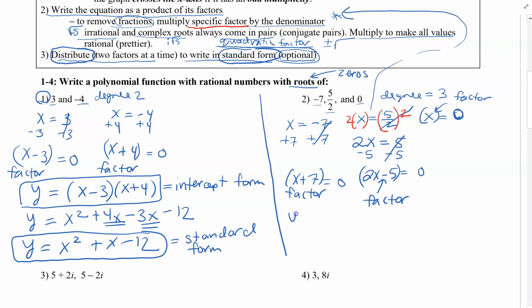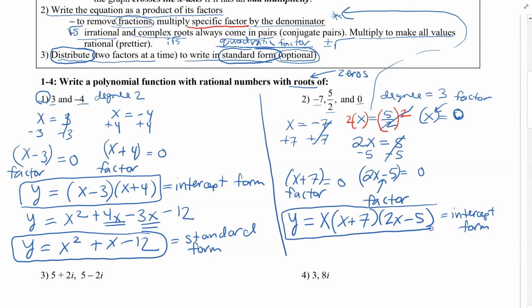And so we're going to go ahead and write our equation as a product of those factors, right? Write the equation as the product of the factors. And it's not wrong or more right to write x first. It just looks better, if you have a single factor like this, just x by itself, to kind of write that in front. So x times x plus 7 times 2x minus 5. So there is our equation in intercept form, which again, on a test or quiz is more than acceptable. If you can do this, you're amazing.